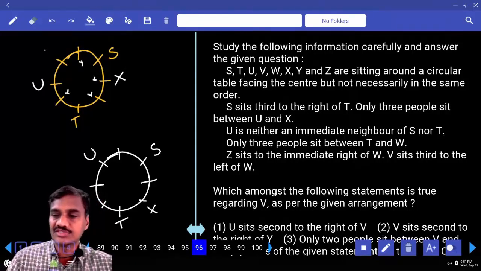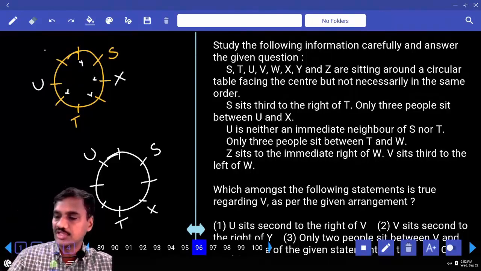And next one, U is neither an immediate neighbor of S nor T. Only 3 people between T and W.